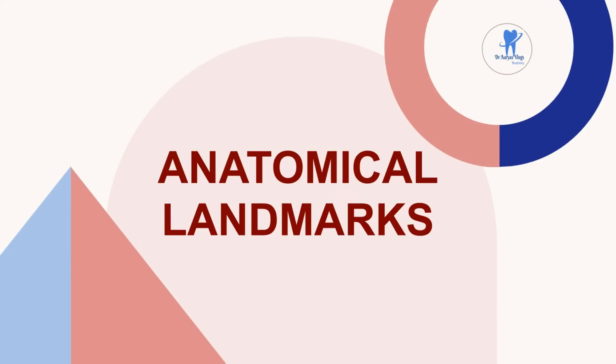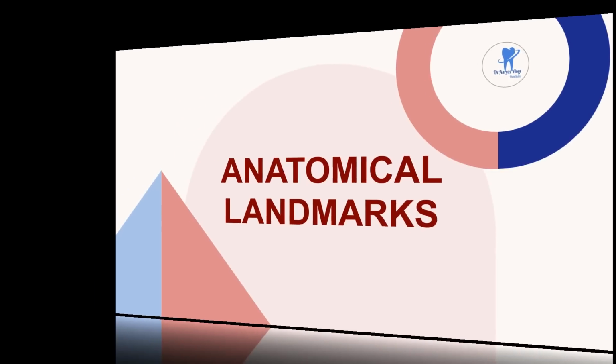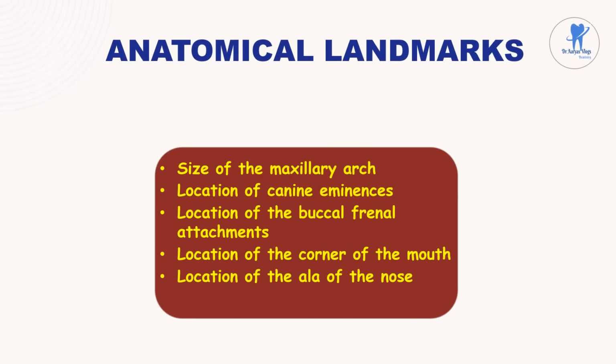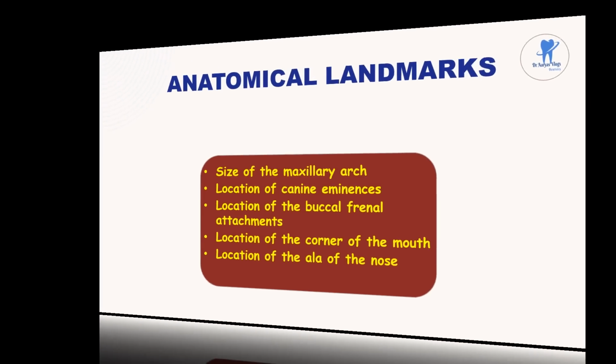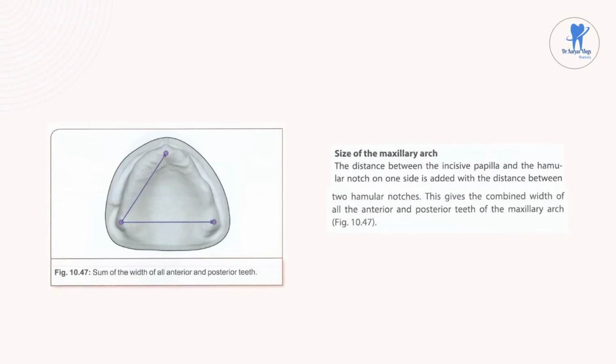So next, moving to the anatomical landmarks. The methods using the anatomical landmarks are: size of the maxillary arch, location of canine eminences, location of buccal frenal attachments, corner of the mouth and ala of the nose. So next one is the size of the maxillary arch.